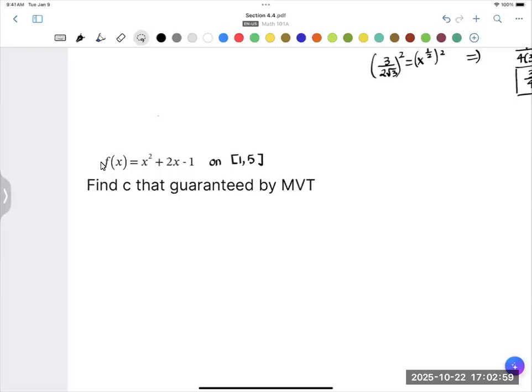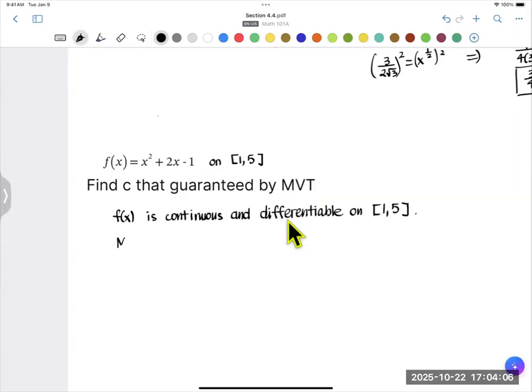All right, let's try another one. So I have the function x squared plus 2x minus 1 on 1 to 5. So we know this is a polynomial function, so it will be continuous and differentiable on 1 to 5. So that means f of x will satisfy the mean value theorem. Okay, so the mean value theorem will apply. It's satisfied. So when the mean value theorem is satisfied, then we know that there will exist a value where IROC is equal to AROC.